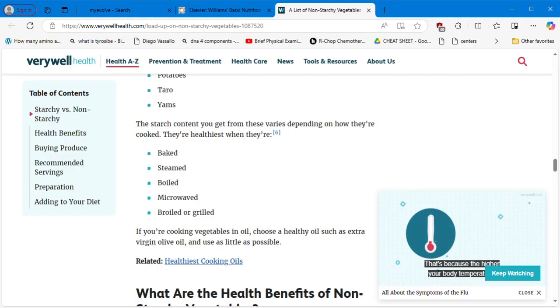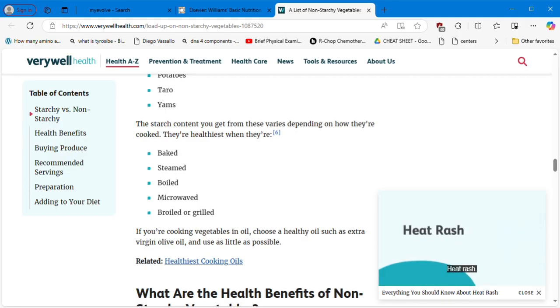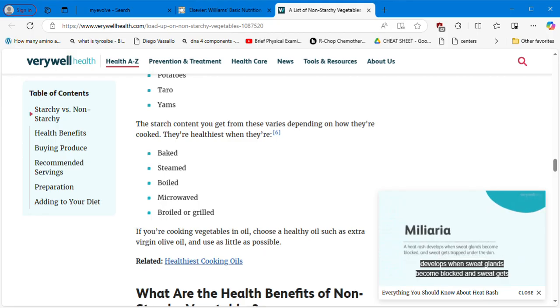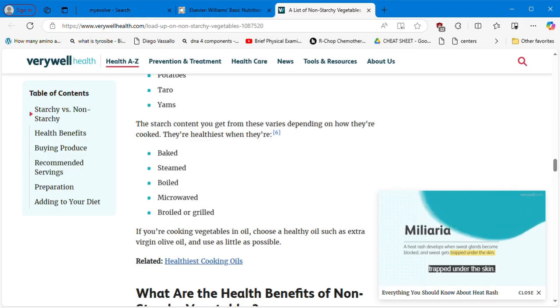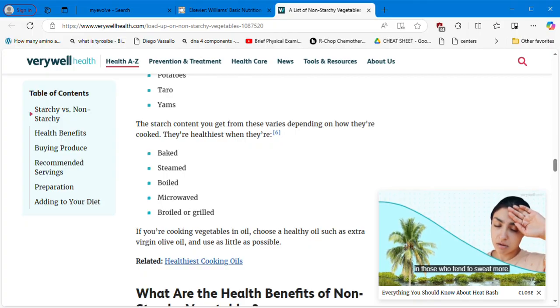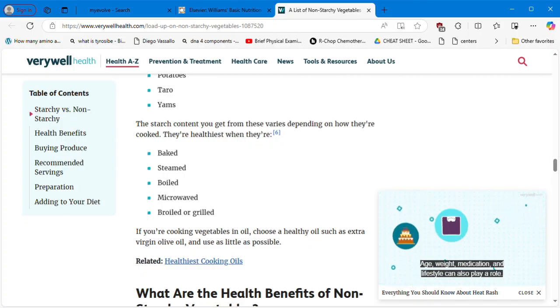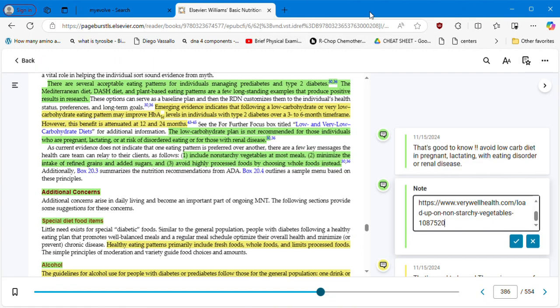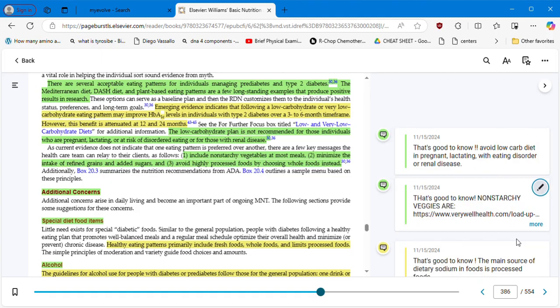What you get from these varies on how they are cooked. Yes, so it's not only the starch itself, but how you cook them. They are healthiest if you bake them, steam them, boil them, or microwave. I wouldn't recommend microwave, to get away from the radiation. Broiled or grilled. So if you fry them, then there is a problem, right? So here is verywellhealth.com, starchy vegetables. You can access that. And let's move to additional concerns.